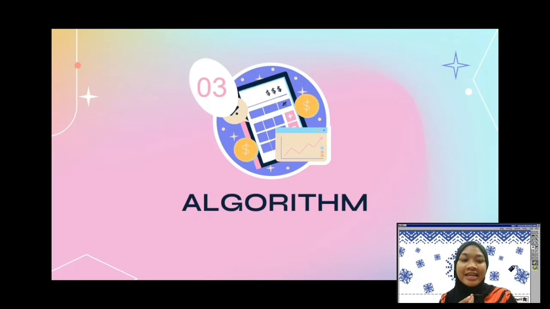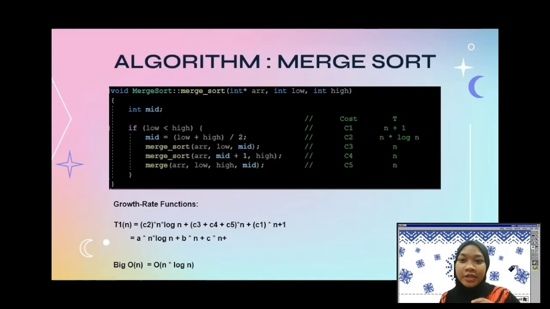I will be explaining the algorithm of the merge sort technique. As you can see in the diagram here, merge sort is a divide and conquer algorithm. It splits the input array in half, calls itself for each half, and then merges the two sorted parts. Merging two halves is done with the merge method. The growth rate function of merge sort can be analyzed by calculating each row of code, and in this case, the growth rate function, or big O, of the first split is found to be O(n log n).